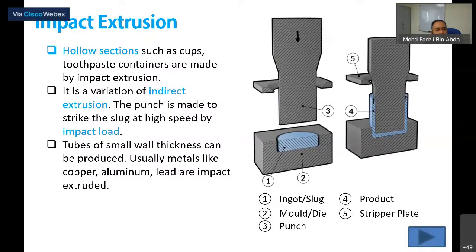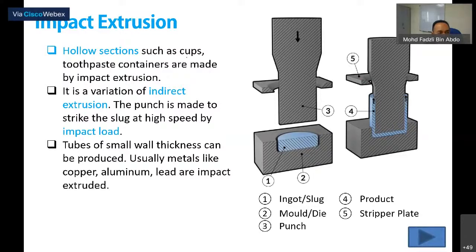And then this is the impact extrusion. Nama pun impact. Kalau tengok yang ni, kita impactkan dia. Lepas tu inilah you punya workpiece. Nampak tak? Yang satu ni adalah ingots ataupun you punya slug tadi. Yang dua adalah you punya mold. Ni you punya mold. Yang ketiga adalah punch. Yang keempat adalah produk. Ni adalah you punya produk. Yang kelima adalah stripper plate. Ini adalah stripper plate. Okay.